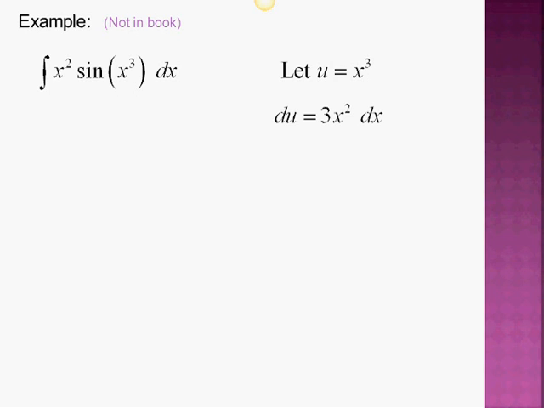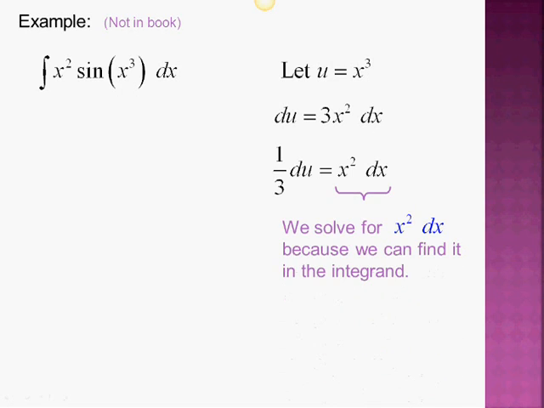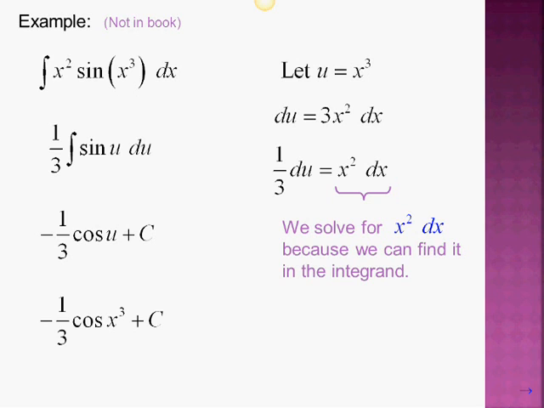du would then be 3x squared dx. Well, I need a 3, which I don't have. So I put a 3 here, and balance it by putting a 1/3 on the other side. So now I have 1/3 sine of u du. The integral of sine is negative cosine. So I have negative 1/3 cosine of u plus c, and we just replace our u with x to the third. Pretty handy, right? So you are looking for derivatives along with their original function inside of those integrals.